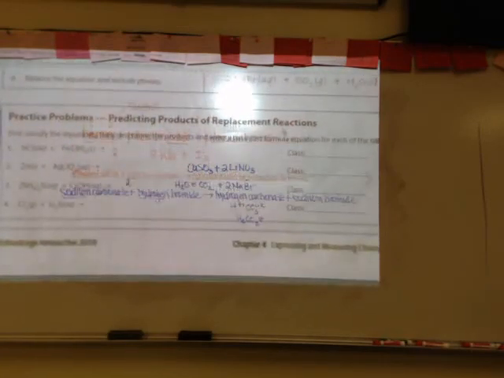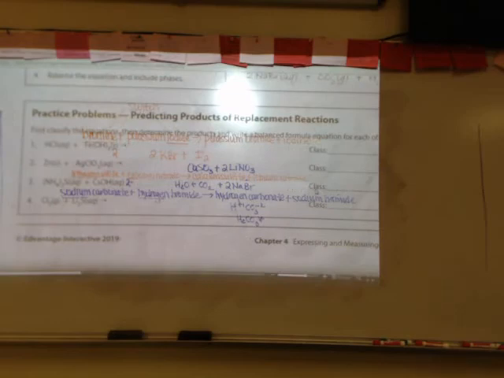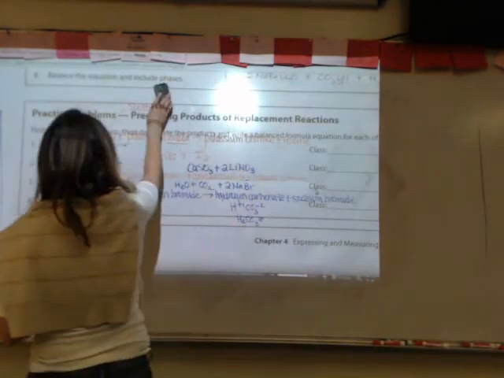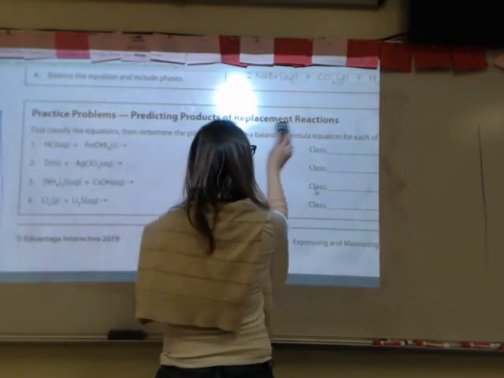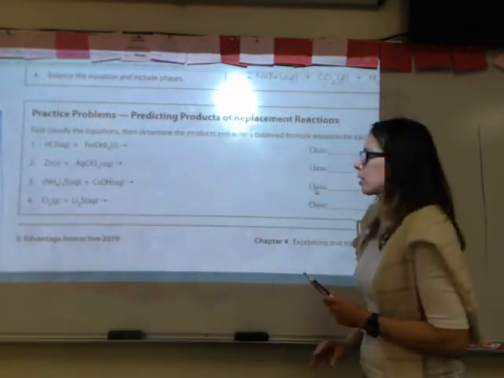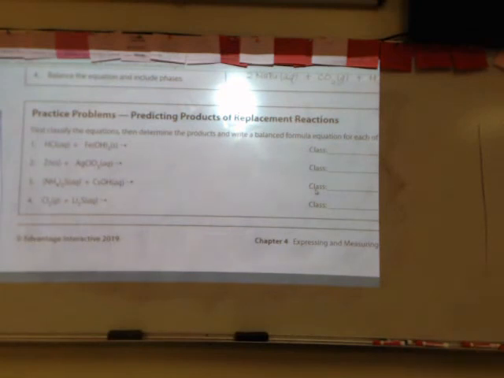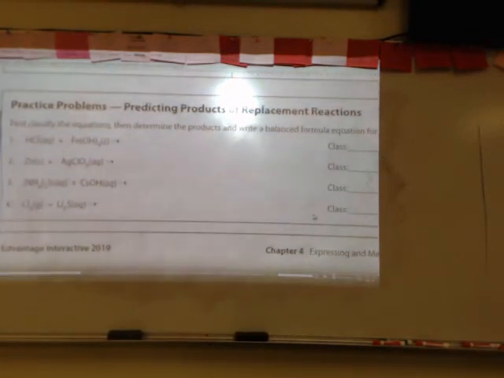Now, let's go on to the last set of practice problems here. We want to classify these equations, and then we want to determine the products, and we want to balance them. Let me make this a little bit bigger.